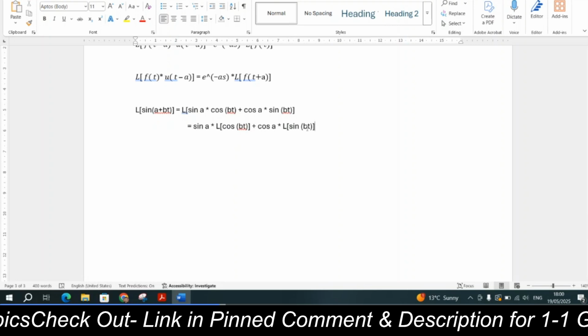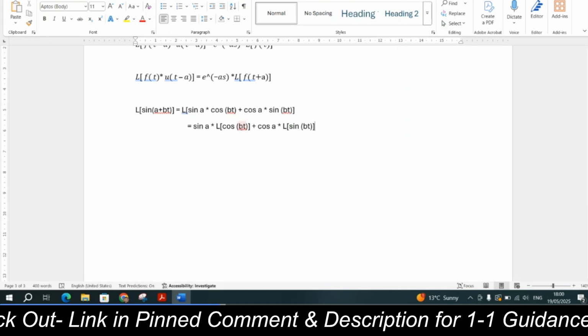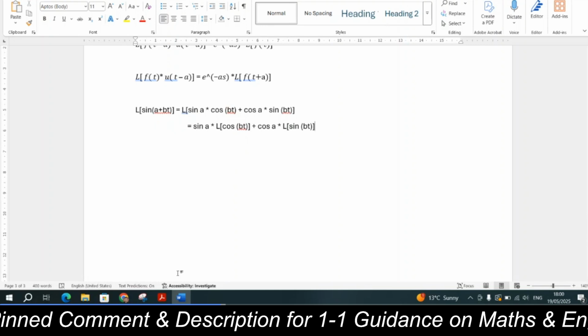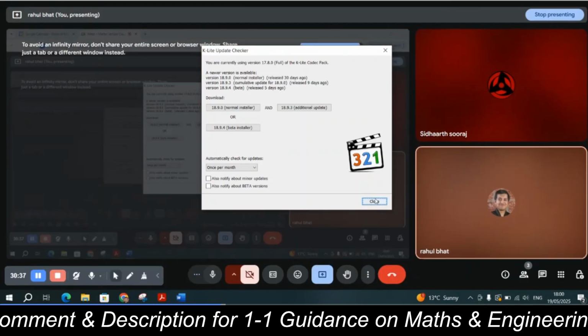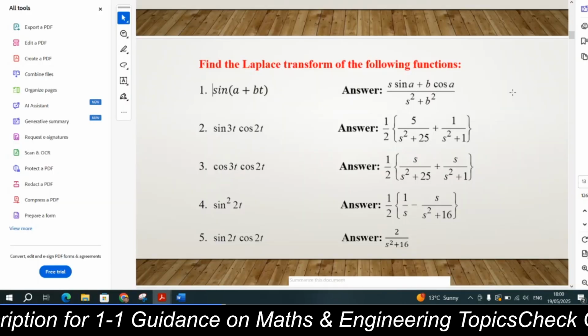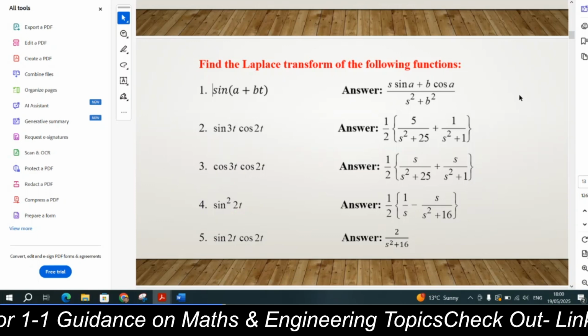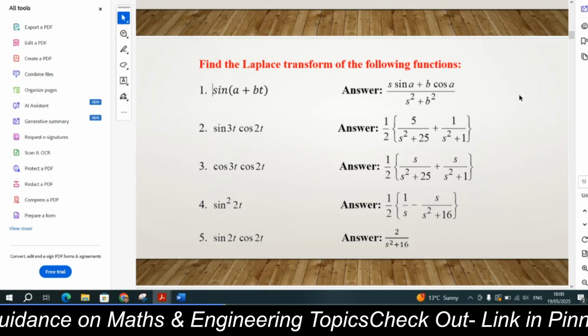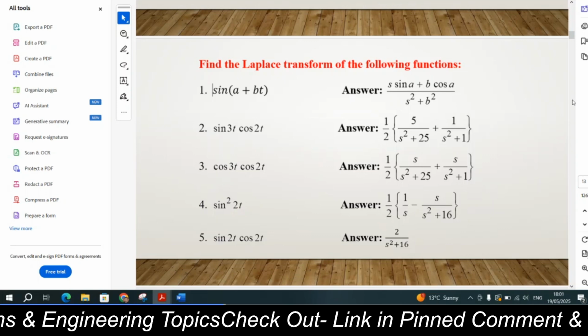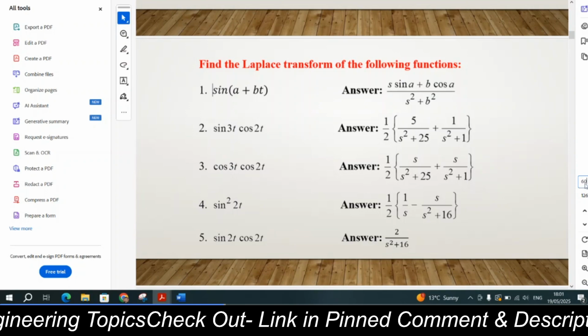Now the Laplace transform of cos bt is s upon s square plus b square, and the Laplace transform of sin bt is b upon s square plus b square. The denominator is the same, so you can add the numerators. So this is s into sin A, the denominator remains the same, and this is b into cos A. And that's what you get over here: s sin A plus b cos A over s square plus b square. Clear?